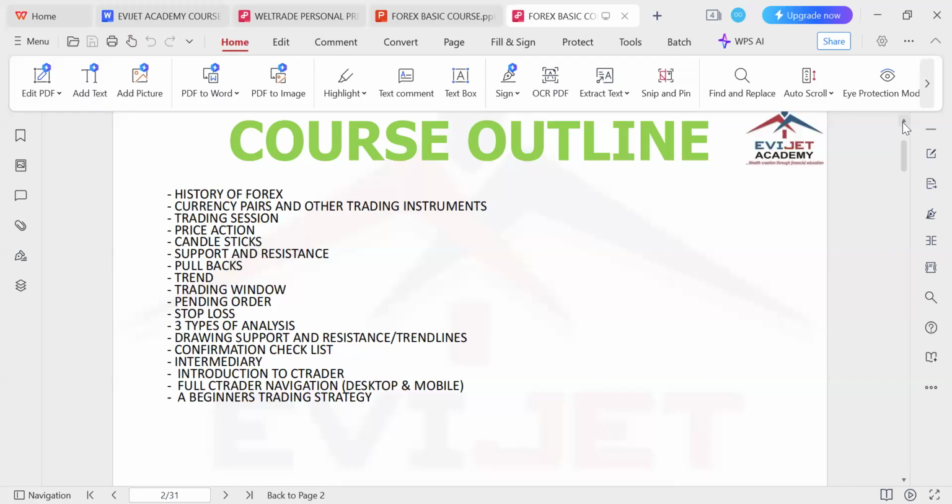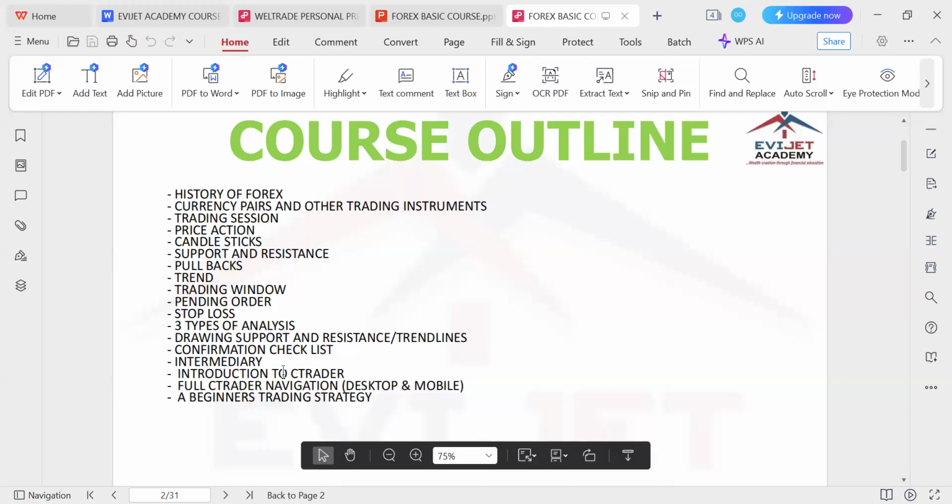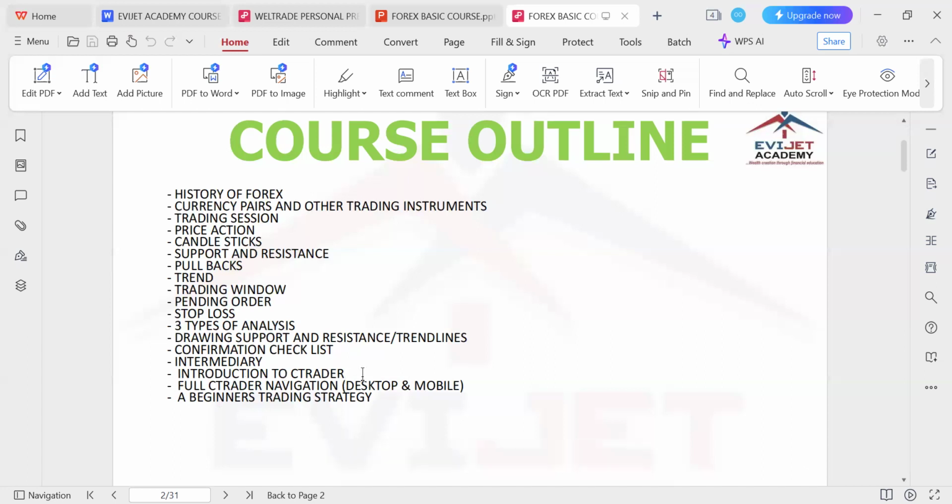Then we also have confirmation checklists, then the intermediates. In the intermediates, we have an introduction to cTrader. We won't be doing cTrader on this course because we are not using cTrader here. cTrader is a different trading platform, and I also train on cTrader as well. Full cTrader navigation, desktop and mobile.